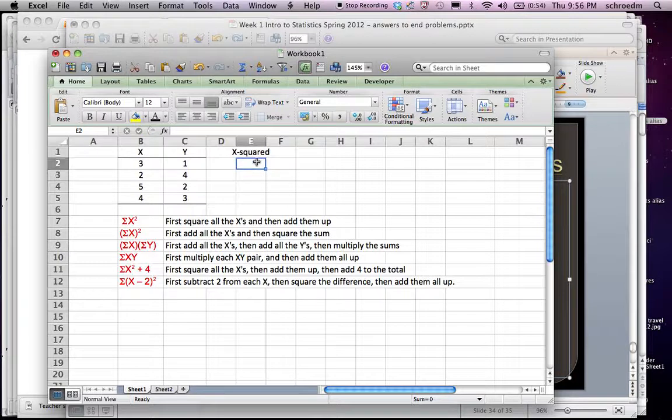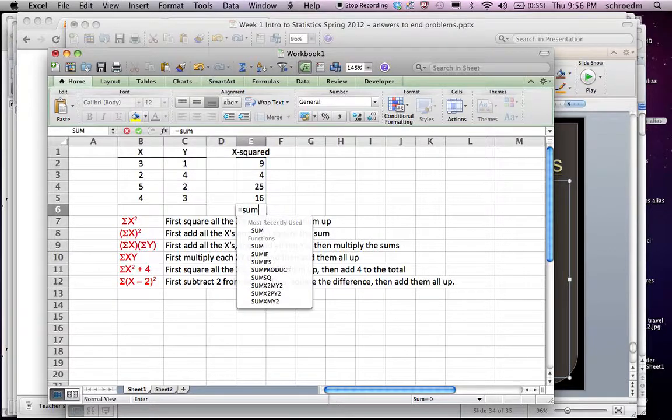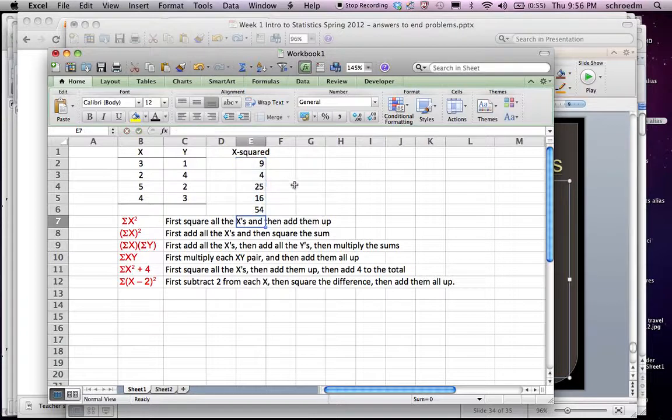What this is, it's just going to equal 3 squared. And 3 times 3 is 9, 2 times 2 is 4, 5 times 5 is 25, 4 times 4 is 16. And then I'm going to sum these up right here. And that adds up to 54. So my answer for this is 54. And again, first I square all my x's, then I add them up.